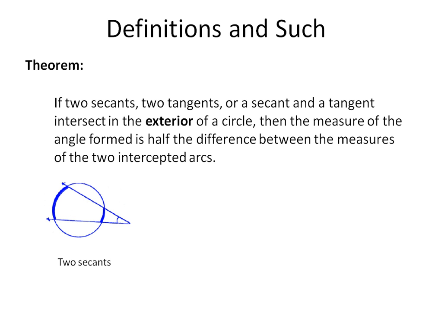Okay? So here's what happens if you have two secants. It's going to look like this. So you take the big arc, which is the one on the far side, and subtract the one on the near side, and divide by 2. Okay, if you have two tangents, it's going to look like this. So in this case, you're going to have the arc on the far side minus the arc on the inside. Divide by 2 will give you this angle right here.